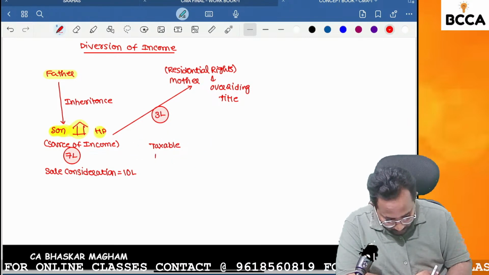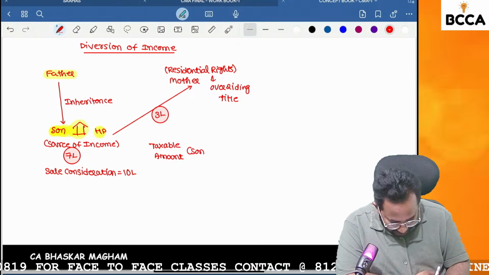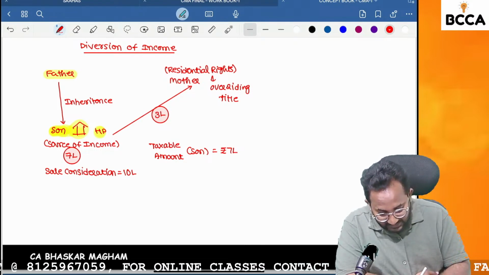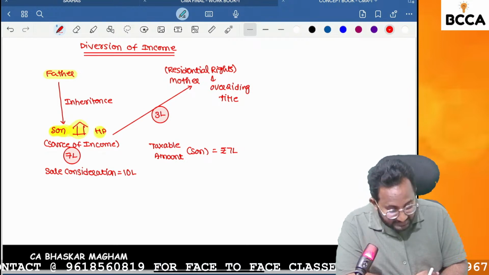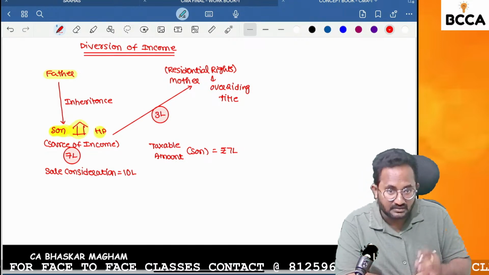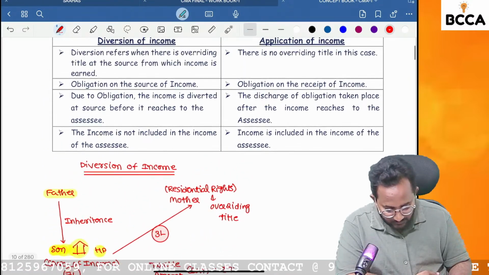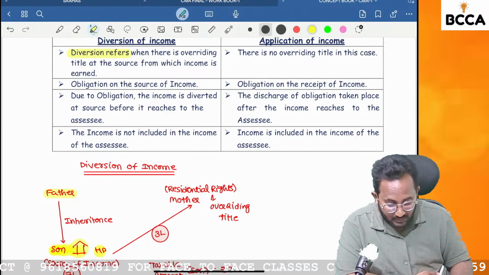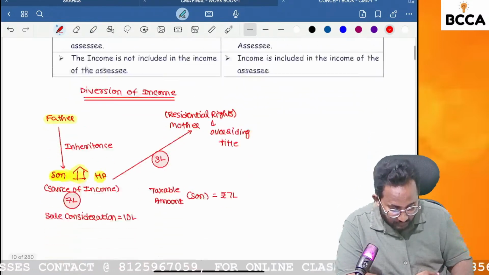The taxable amount in the hands of the son is 7 lakh only, because he is diverting 3 lakh of income to his mother. That is not included in the son's total income. I can explain this along with the theory. Diversion refers to when you divert an amount where there is an overriding title. Can you tell me what the overriding title is here?